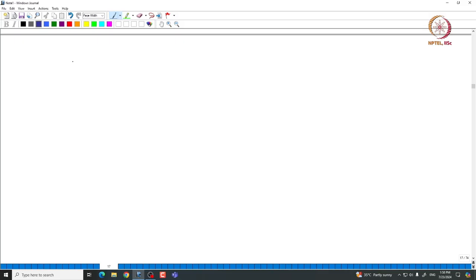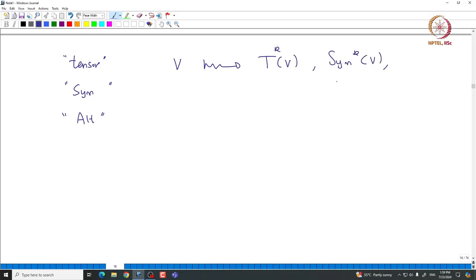One is taking the tensors, and taking the symmetric tensors, or what is called SYM, and we also have what is called ALT. Okay, so basically given a V module, one will be able to associate T K of V, SYM K of V, and this ALT K of V.